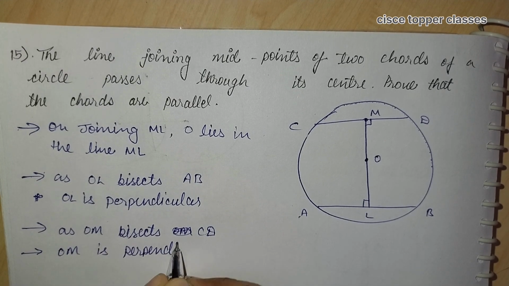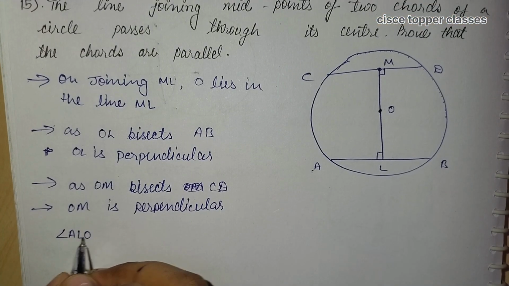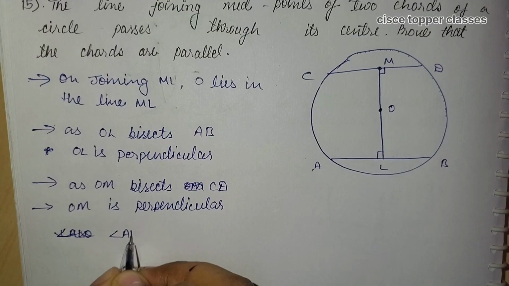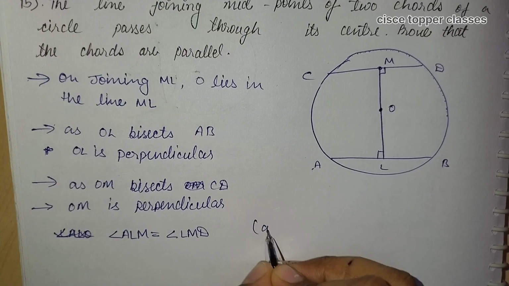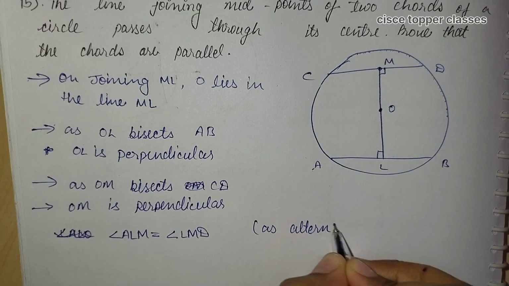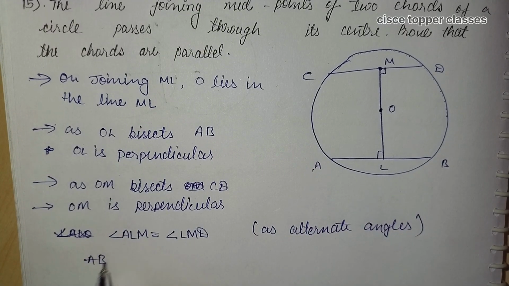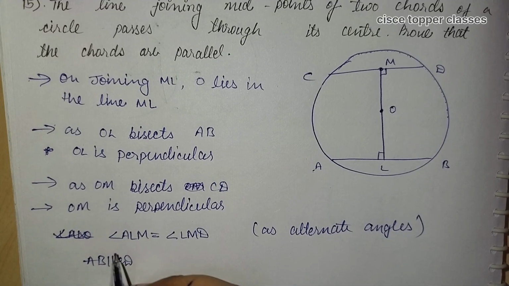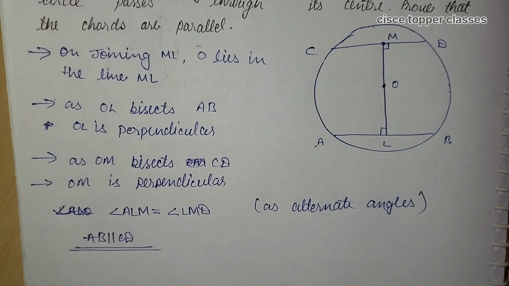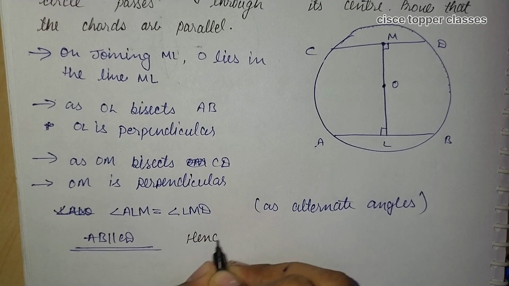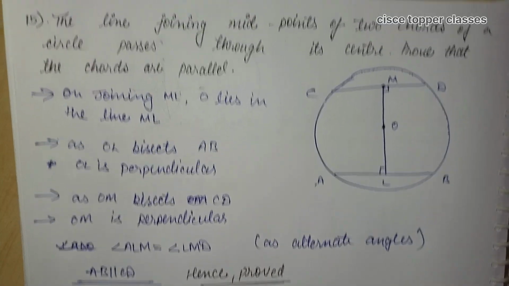From that we can say that angle ALM is equal to angle LMD, as they are alternate angles. From that we can conclude that AB is parallel to CD, because if there are alternate angles then the lines are parallel. Hence AB is parallel to CD, and this is what we had to prove. So this is the final solution of question 15.